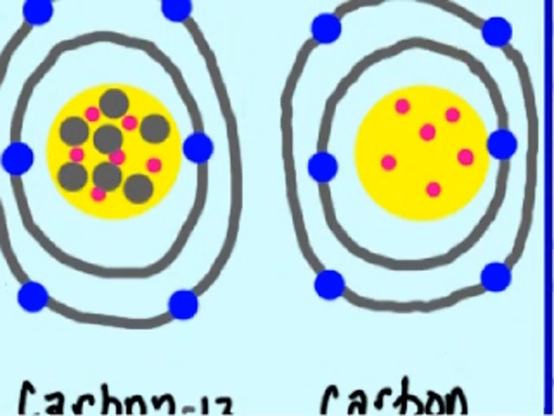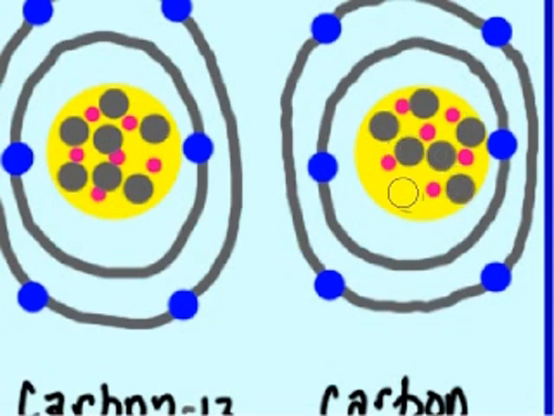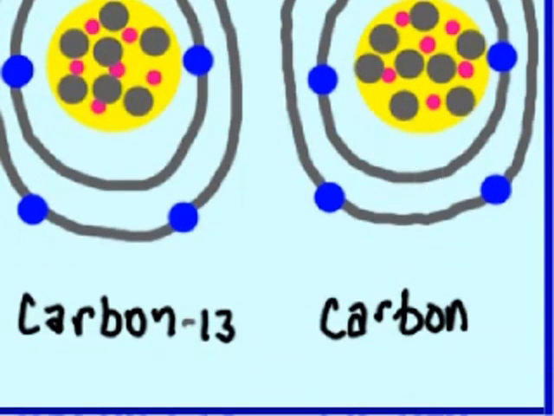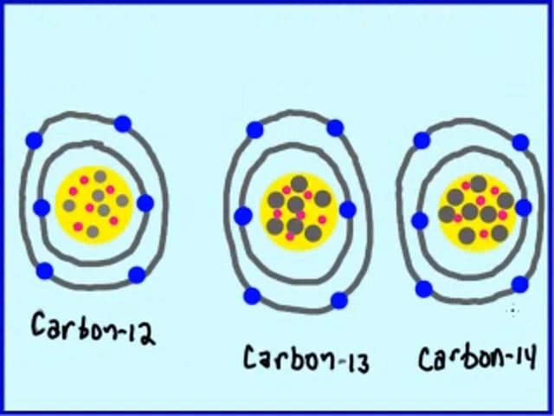And the last carbon, let's give it 8 neutrons. 1, 2, 3, 4, 5, 6, 7, 8. So it has 8 neutrons and 6 protons. So this carbon is going to be carbon 14. And so each of these is an atom of carbon. Carbon 12 is the most abundant, but each of these is still carbon. Each of these is an atom of carbon.